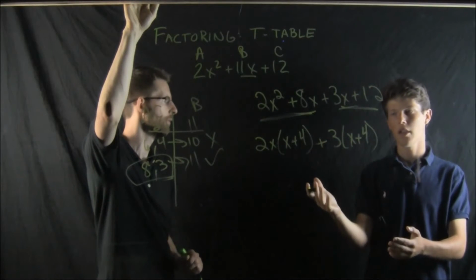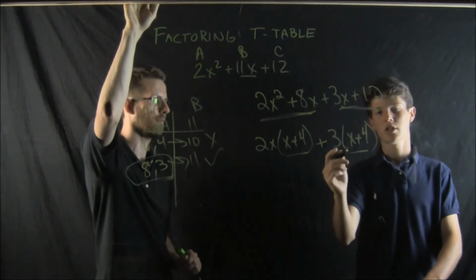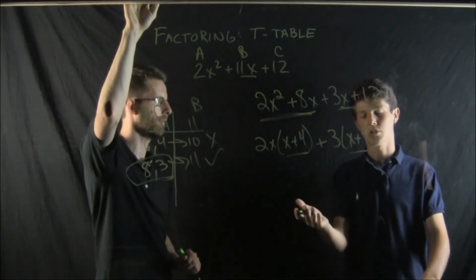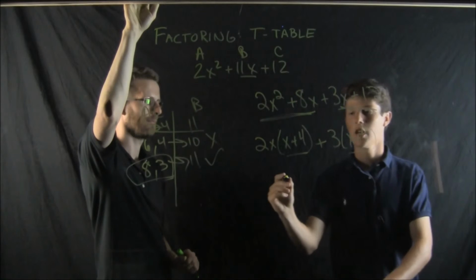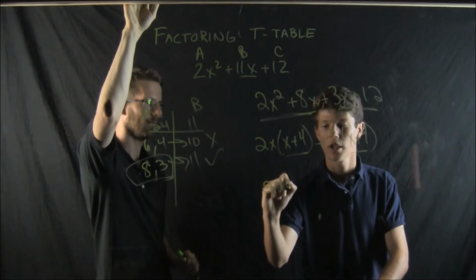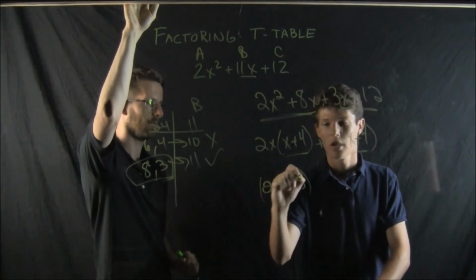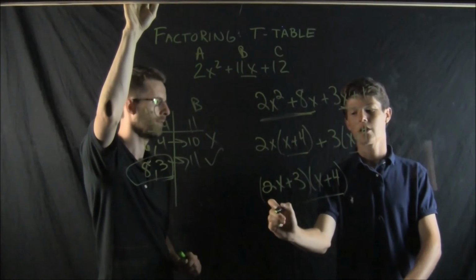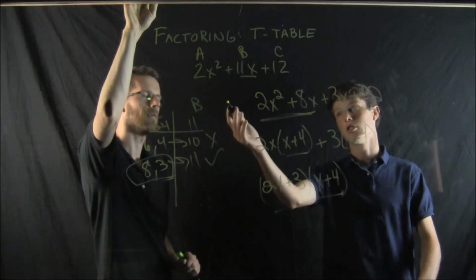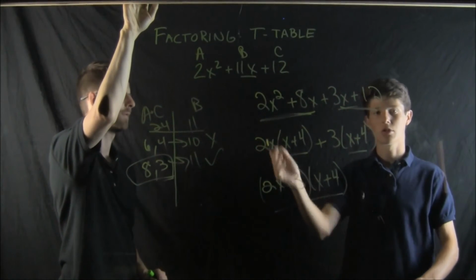So now we're looking at this, and both of the parentheses are the same, being x plus 4. So that's the greatest common factor. We're going to take that out, and we're going to write 2x plus 3 and x plus 4. So this is the factored version of our original expression, 2x squared plus 11x plus 12.